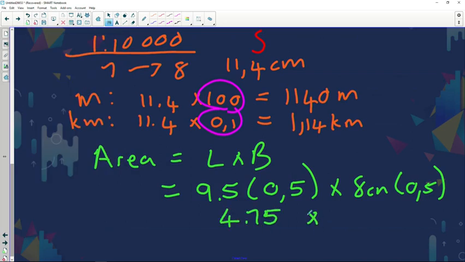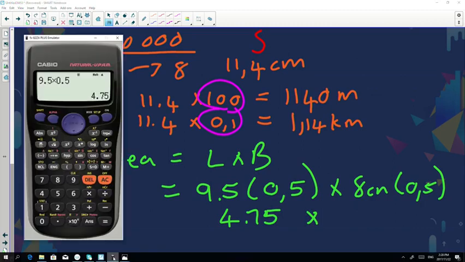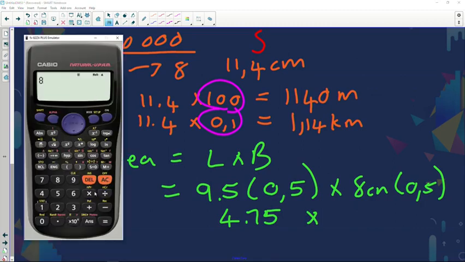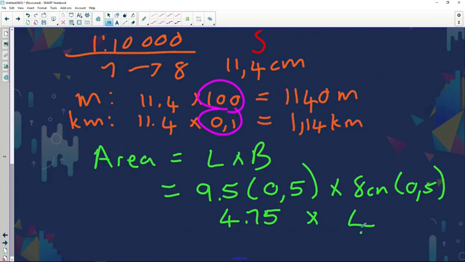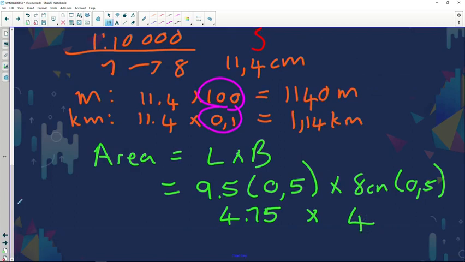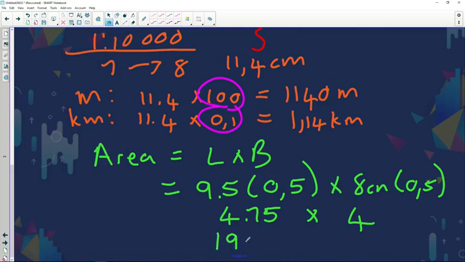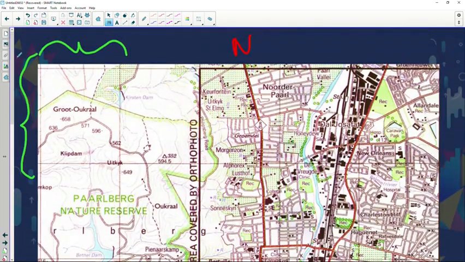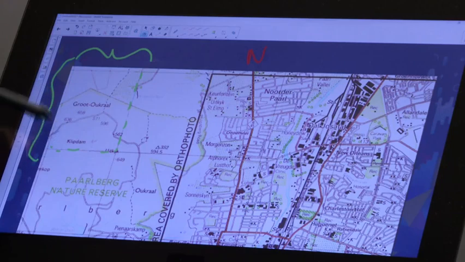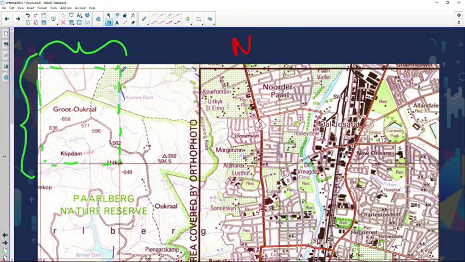4.75. And then if you quickly look at how wide it is, 8 centimeters times 0.5, that gives me 4. And once you've calculated length and the breadth with the formula for topographical map, you calculate them with one another. So it's 4.75 times 4, and that gives us 19 square kilometers. So in fact, this whole area where this grid is situated is 19 square kilometers.